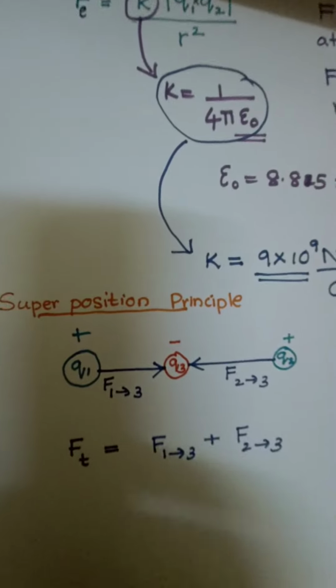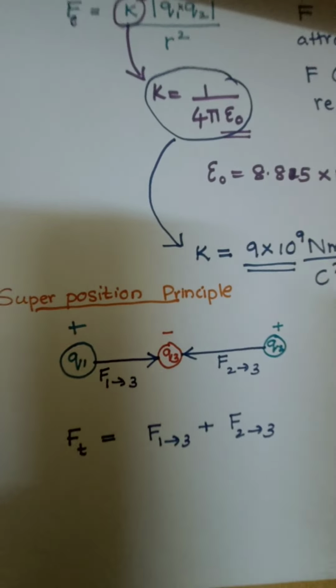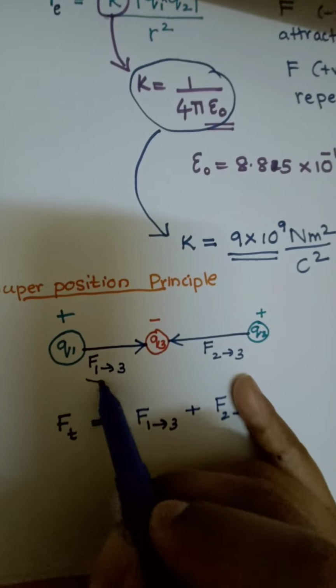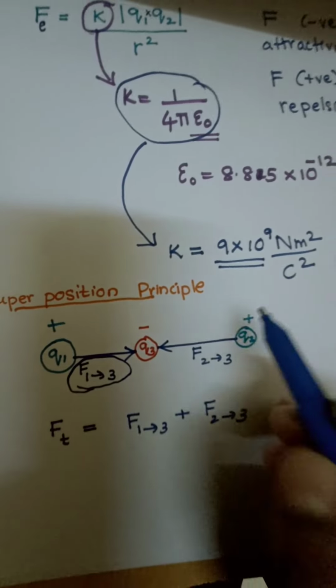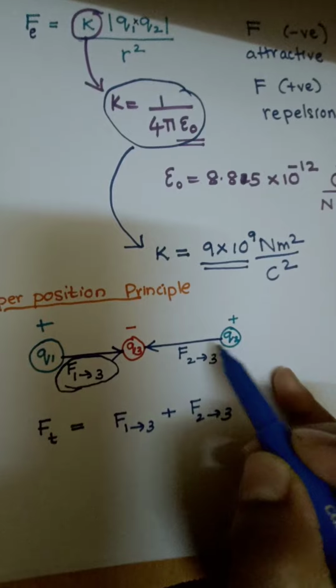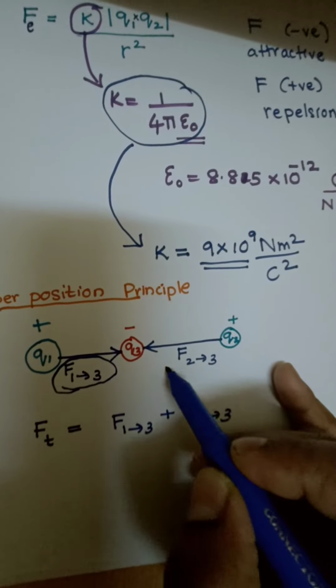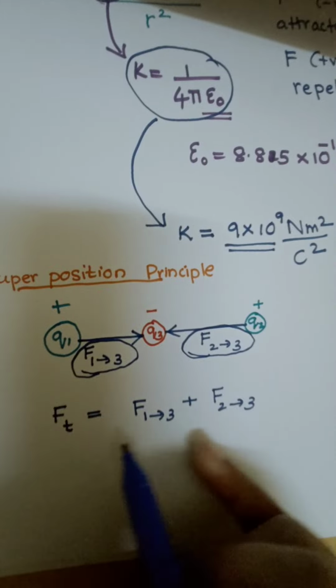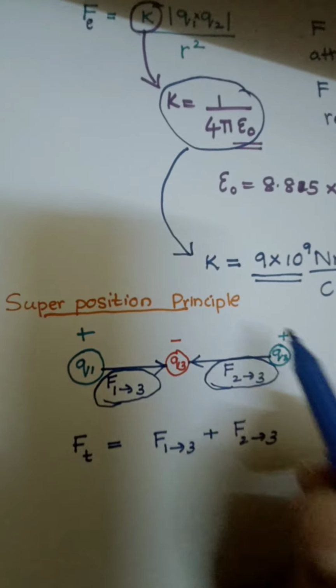In the picture, you can clearly see that there is a force from this positive charge to the negative charge, which is F13. And there is a force from this positive charge to this negative charge, that is F23. So the total force will be the sum of these two forces. This is the superposition principle.